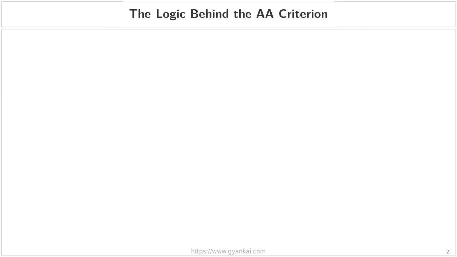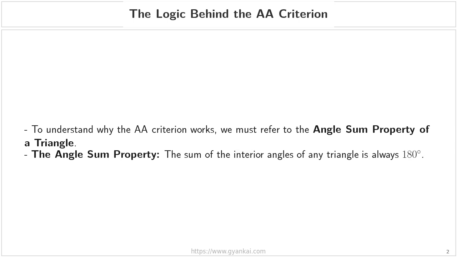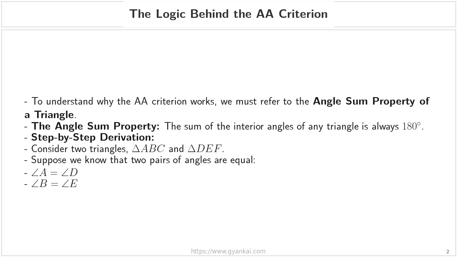The logic behind the AA criterion. Now, you might be wondering, if we only check two angles, how can we be sure the triangles are truly similar? To understand why the AA criterion works, we need to look back at a fundamental rule we learned earlier, the angle sum property of a triangle. As a quick reminder, the angle sum property states that the sum of all interior angles in any triangle is always exactly 180 degrees. Let's walk through a step by step derivation to prove this.